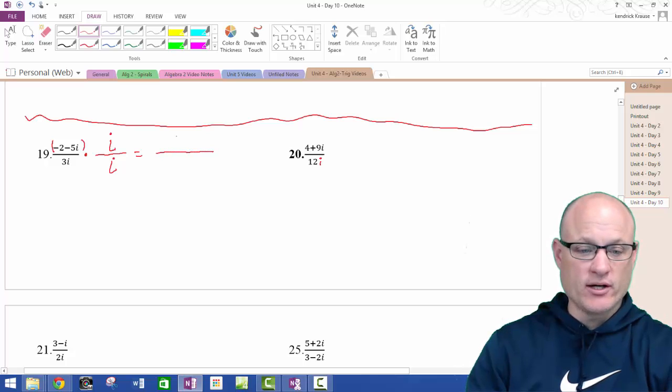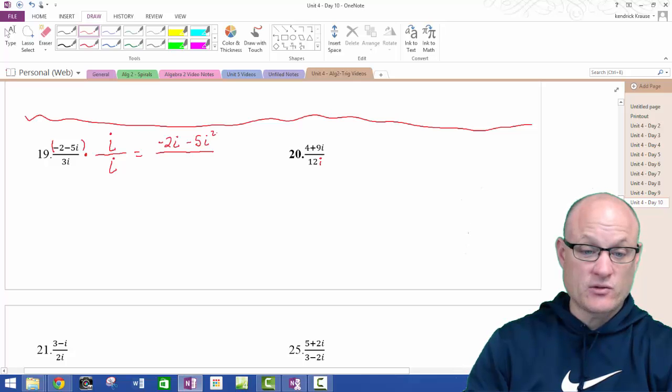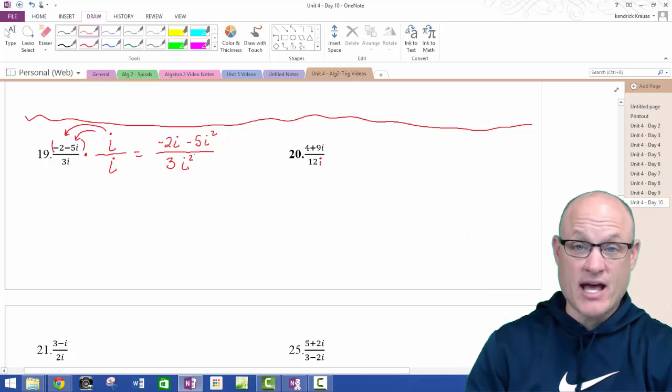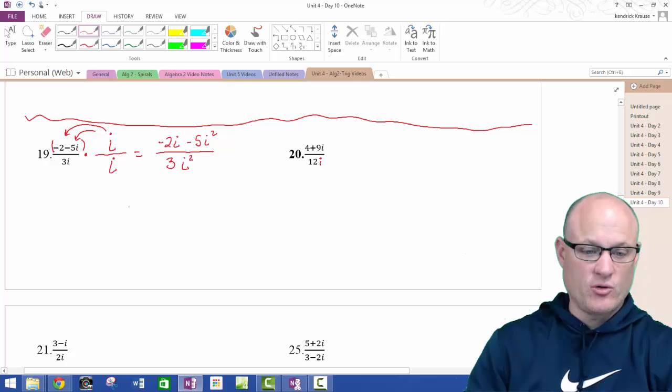So in the numerator I get, now these I want to distribute, negative 2i minus 5i squared, because we're distributing this i into both of these. In the denominator I get 3i squared. And again, you can't leave an exponent on an imaginary number. So in the numerator I'm going to get negative 2i plus 5 all over negative 3.